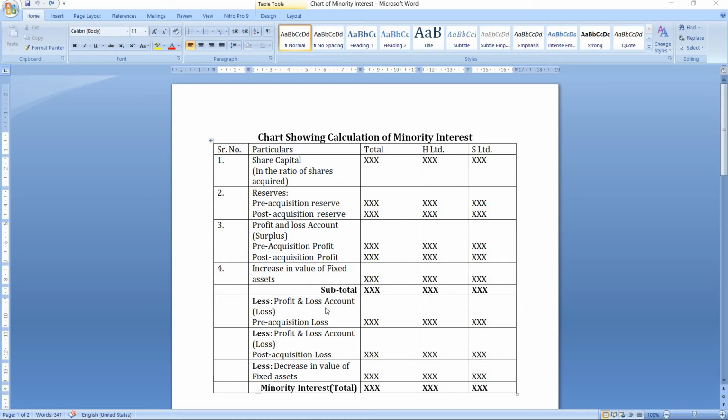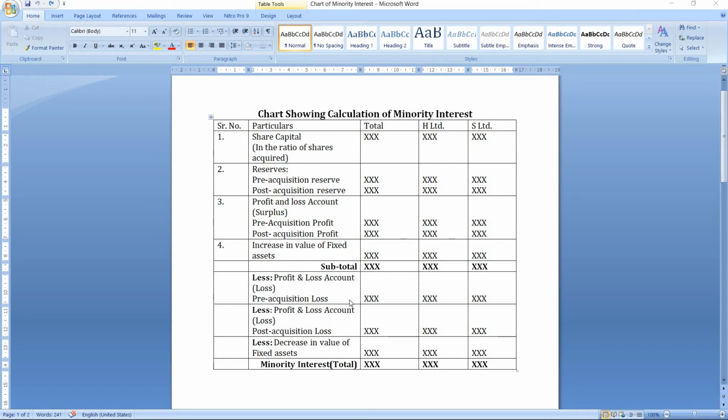In case there are any losses, just like pre-acquisition loss, this is the loss which is incurred before acquisition of shares, so this is capital loss. Even this has to be divided between the holding company and the minority shareholders. Similarly, if you have any post-acquisition loss, that is loss incurred after acquisition of shares, even that has to be divided between the holding company and the subsidiary company. And if there is a decrease in the value of fixed assets, even that has to be deducted.